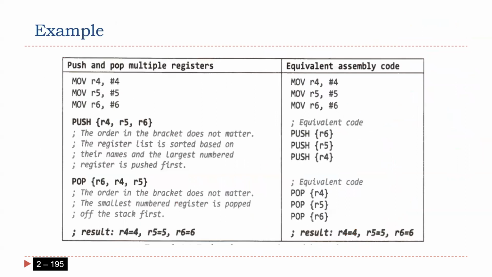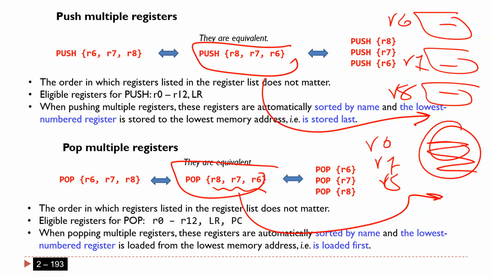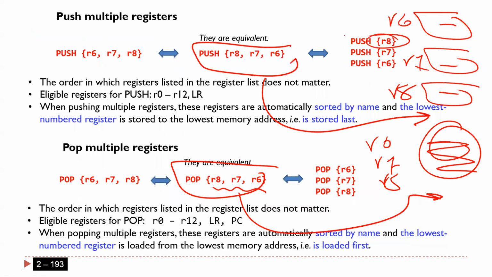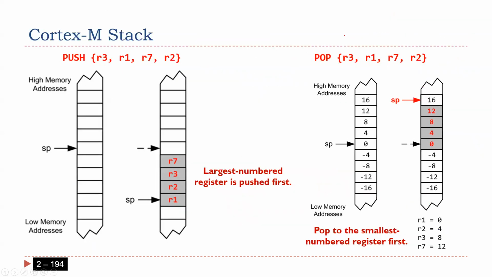Okay, I have a numerical example here, just to understand what I want to say. For example, when I say push R3, R1, R7, R2, I told you the order doesn't matter. Always, we do the highest, the biggest one first. So here R7 will be pushed first, no matter what the order is.